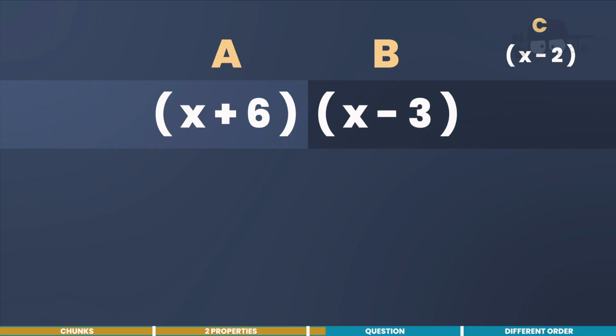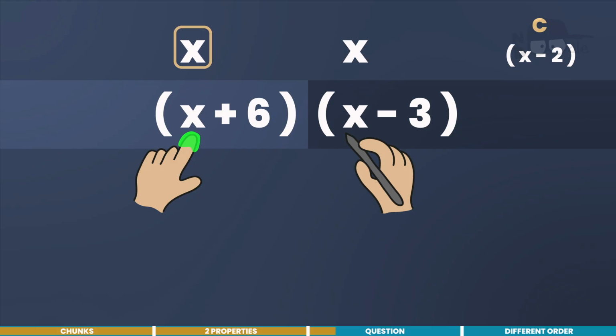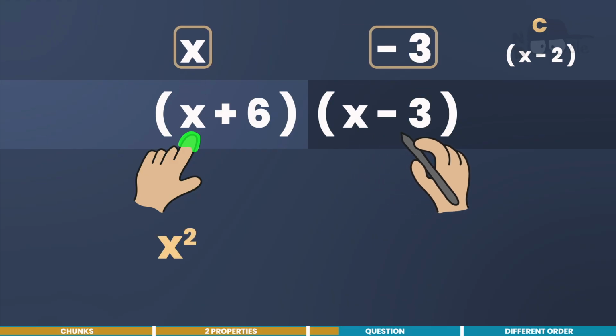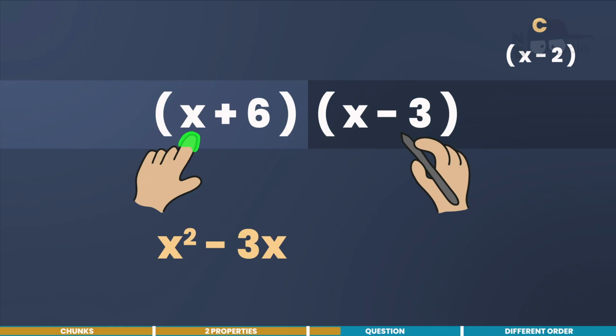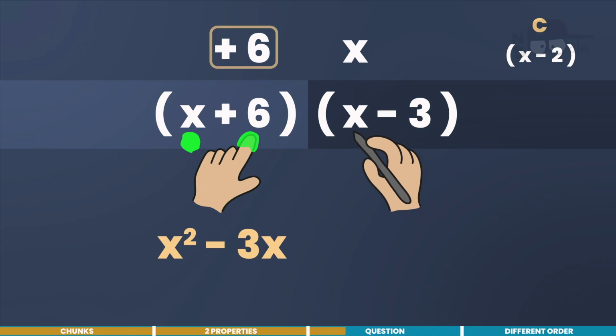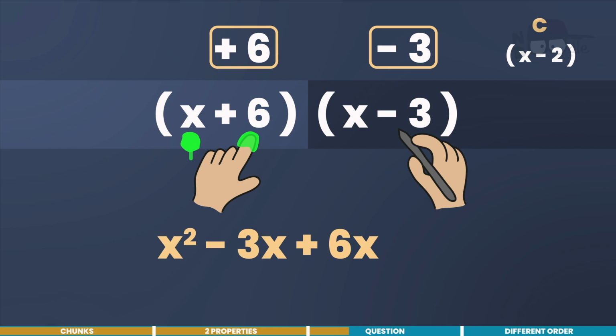So here we go, starting with A times B, which is x plus 6 times x minus 3. Get our sticky honey finger out on the x and point with our pen through the right chunk. We have x times x, which is x squared, and then x times minus 3, which is minus 3x. Okay, move our sticky finger to plus 6 and go through the right chunk again. 6 times x is 6x, and 6 times minus 3 is minus 18.